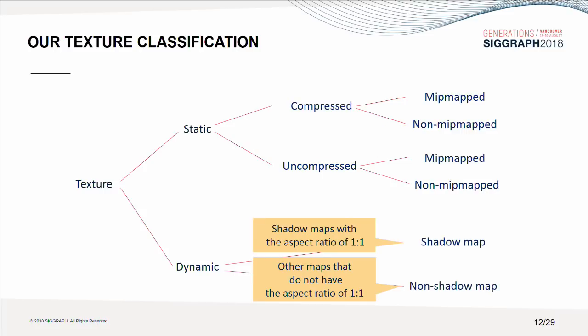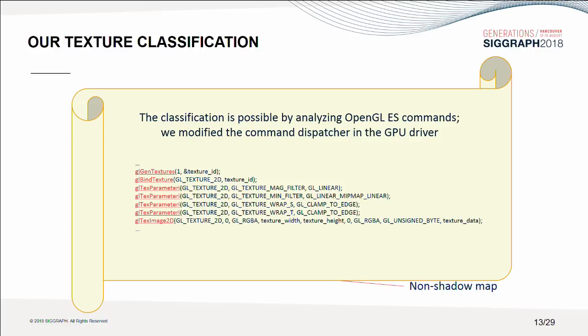In the case of dynamic textures, we categorize the dynamic texture into shadow map and non-shadow map. If a shadow map has the aspect ratio of 1:1, we regard the texture as a shadow map. Otherwise, the texture is regarded as a non-shadow map. This classification is possible by analyzing OpenGL commands. We modified the command dispatcher in the GPU driver to achieve our implementation goal.